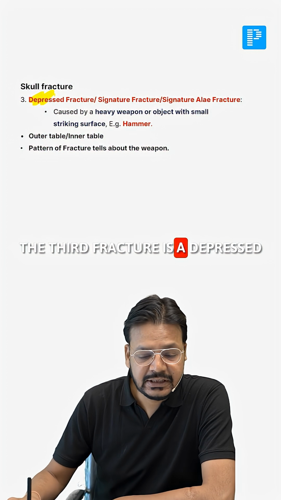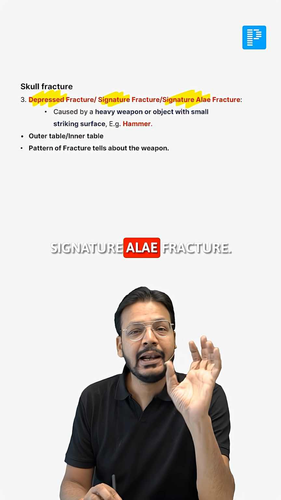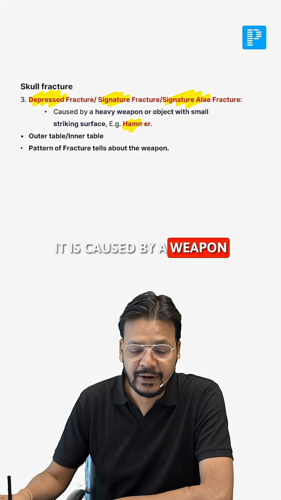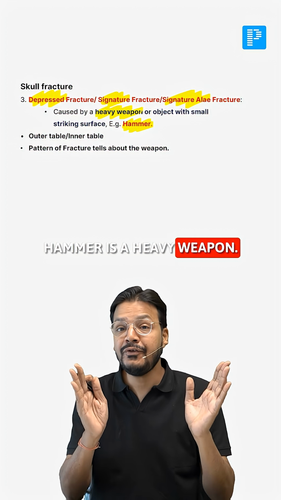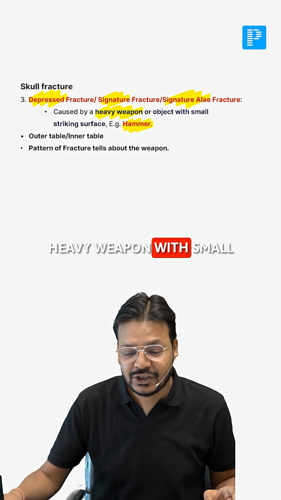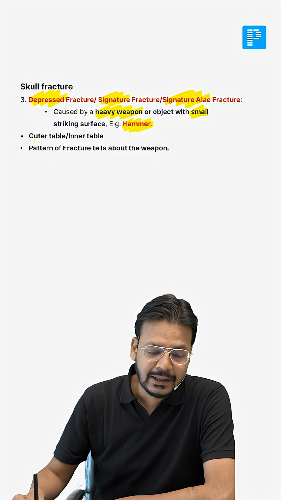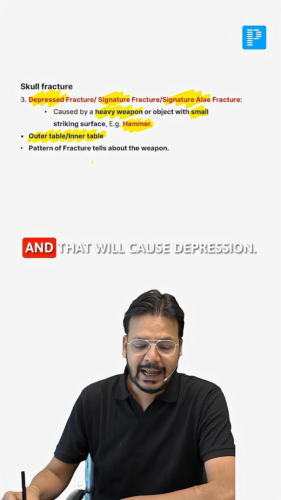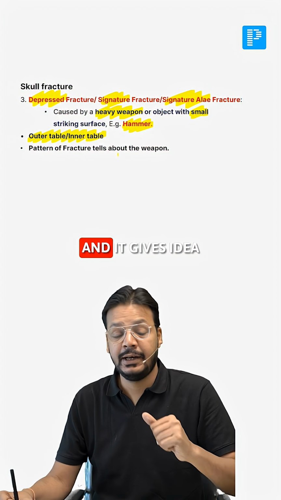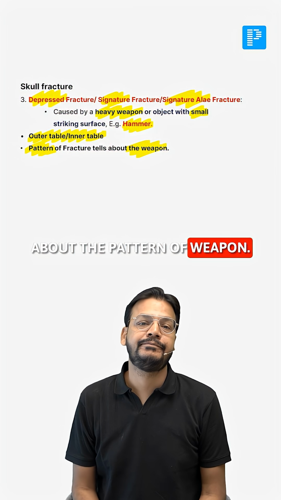The third fracture is a depressed fracture, also called signature fracture or signature ala fracture. It is caused by a weapon which is a hammer. What is a hammer? A hammer is a heavy weapon with a small striking surface. So whenever it strikes, my dear friend, there is a fracture of both the outer table and inner table, and that will cause depression, and it gives an idea about the pattern of the weapon.